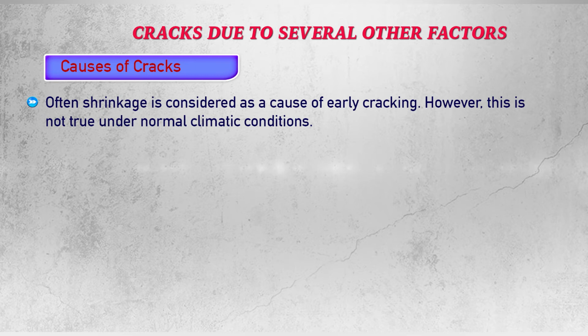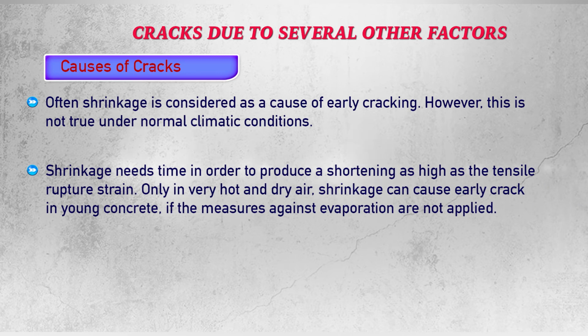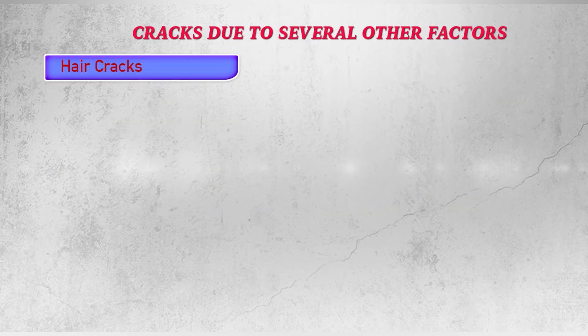Often, shrinkage is considered as a cause of early cracking. However, this is not true under normal climatic conditions. Shrinkage needs time in order to produce a shortening as high as the tensile rupture strain. Only in very hot and dry air, shrinkage can cause early cracks in young concrete if the measures against evaporation are not taken. Now let's talk about the hair cracks.